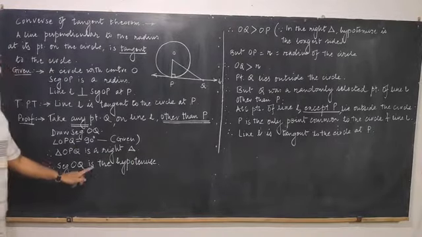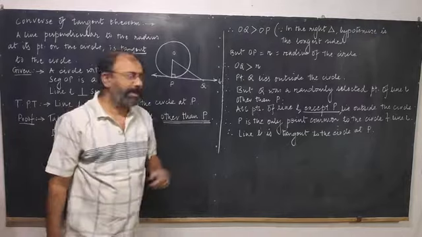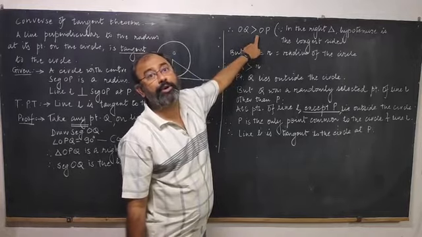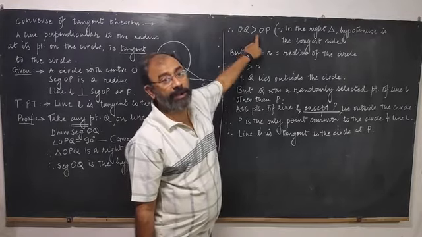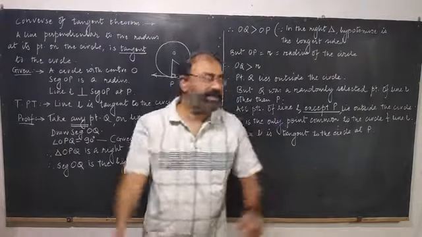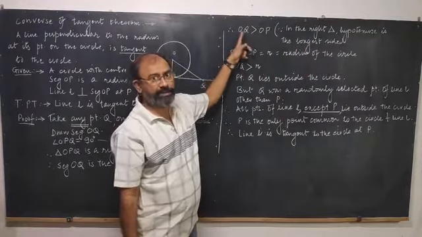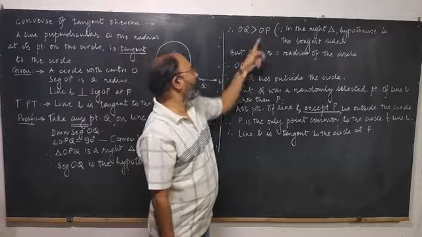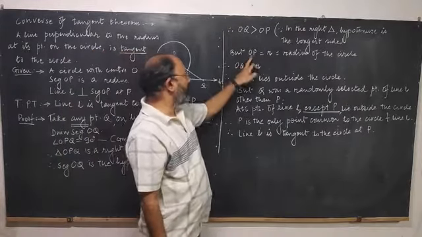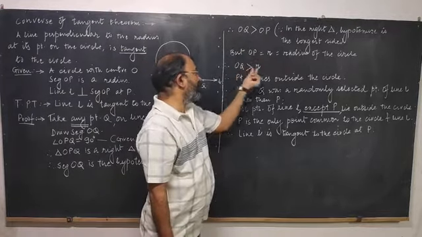Therefore, segment OQ is the hypotenuse. अगर ये right triangle है तो side opposite to right angle is a hypotenuse. So OQ is the hypotenuse. So OQ is greater than OP. Why? Because in the right angled triangle, the hypotenuse is the longest side. So OQ is the hypotenuse, so it will be greater than the other side. But OP is the radius of the circle. So OP, because it is radius, if you put R here, OQ is greater than R.